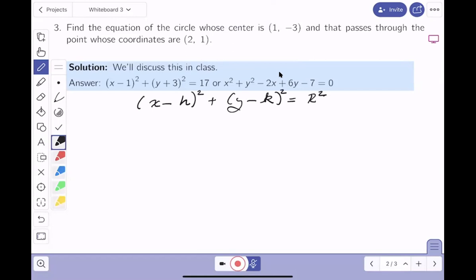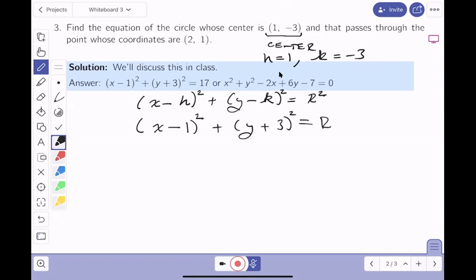I'm going to read it to you. It says, find the equation of the circle with center... Well, they've given me the center. So what does that tell me? h is 1, and they tell me k is minus 3. I can immediately write that down. What do you get? x minus 1 squared plus, well, y minus a minus 3 is y plus 3.